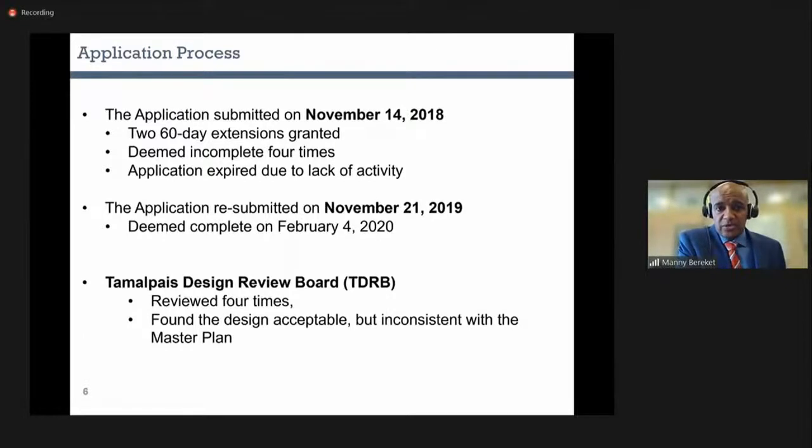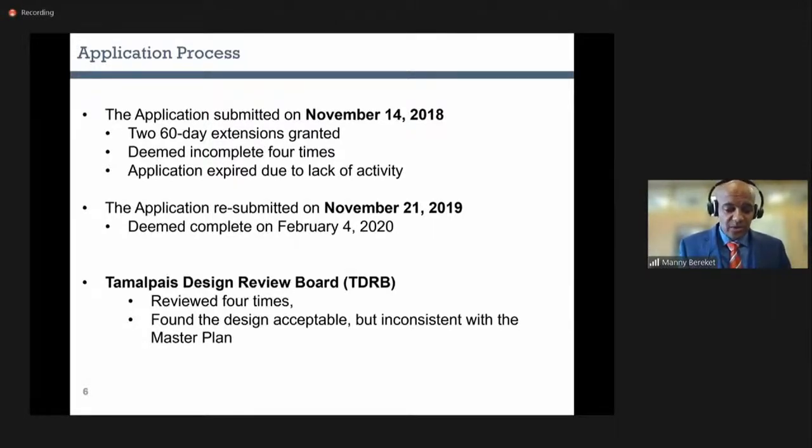The applicant requested an extension of up to 120 days, in two 60-day extensions. We granted them the extension, and the application was resubmitted in June of 2019. The resubmitted application was missing almost all of the technical studies that staff required or requested, and the application was deemed incomplete.